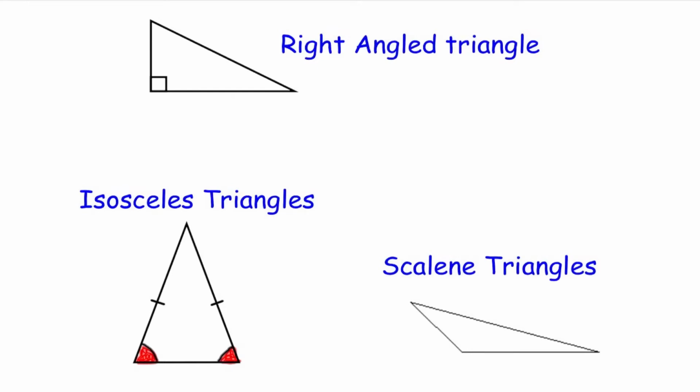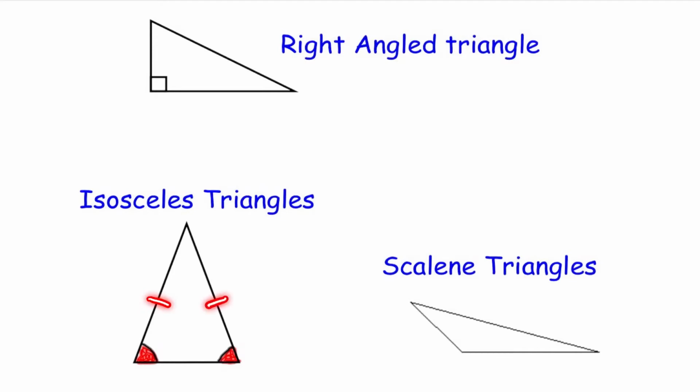We have different types of triangles. So the three main types are a right angle triangle, and this is where there's a right angle as one of the three different angles in the triangle. An isosceles triangle, and that's where two of the sides are the same length.